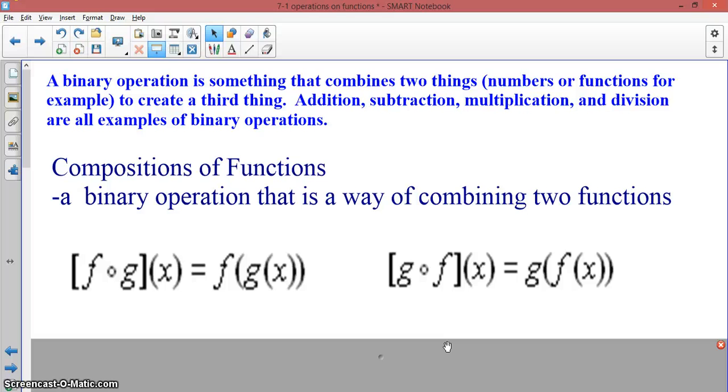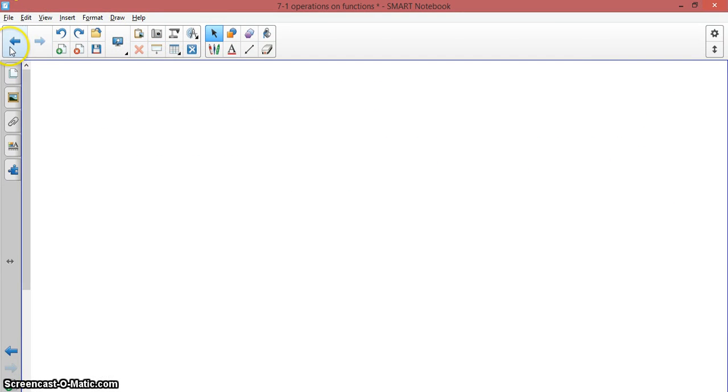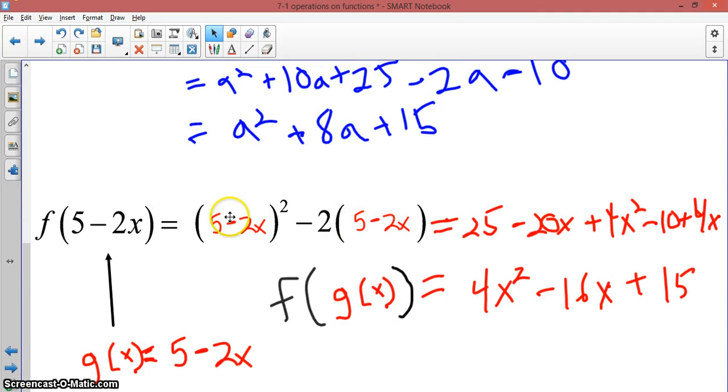So composition of functions is a way of taking two functions and combining them. So pause and read this. This is a little bit of an abstract thing. It's a new definition here. Composition of functions is a way of taking two functions, combining them, and getting a new function. And it's all the work we just did right down here. So it's all about plugging in and simplifying.